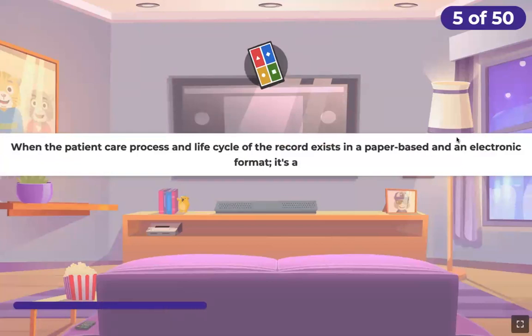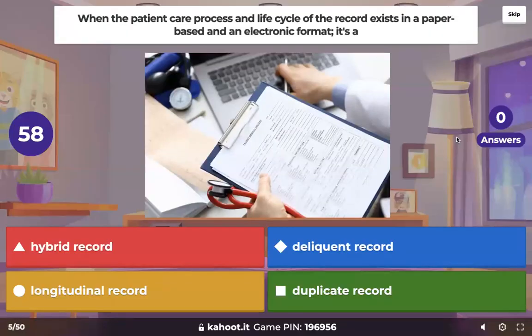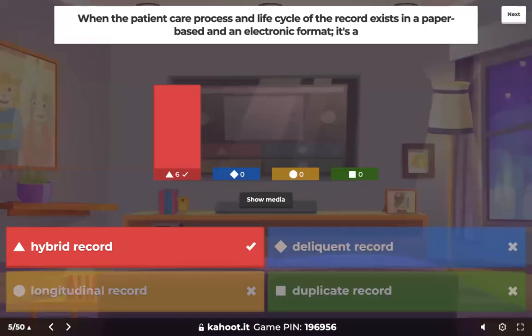When the patient care process and life cycle of the record exists in a paper-based and in an electronic format, what type of record is it? You guys answered that speedy fast. All right, yes, hybrid. And that is in the textbook as a definition. So make sure that you know what that definition is.